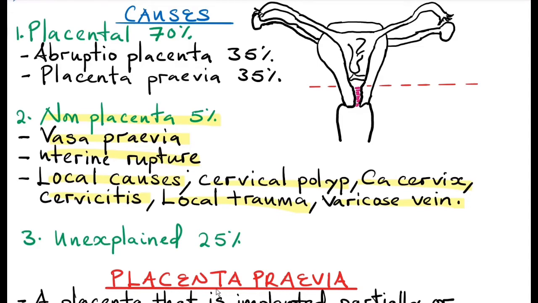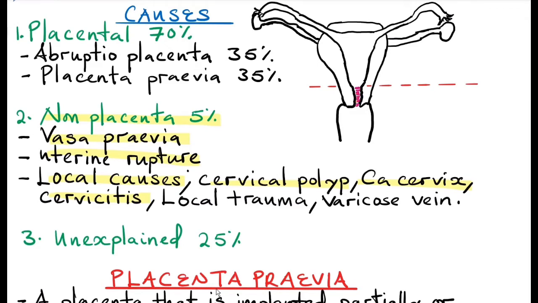And local causes is where you have, let's say, a cervical polyp that causes bleeding. It may prolapse into the vagina or may not. So this causes bleeding. And you have cancer of the cervix. Now remember, in cancer of the cervix, you can have cervical erosions here, which may cause bleeding.